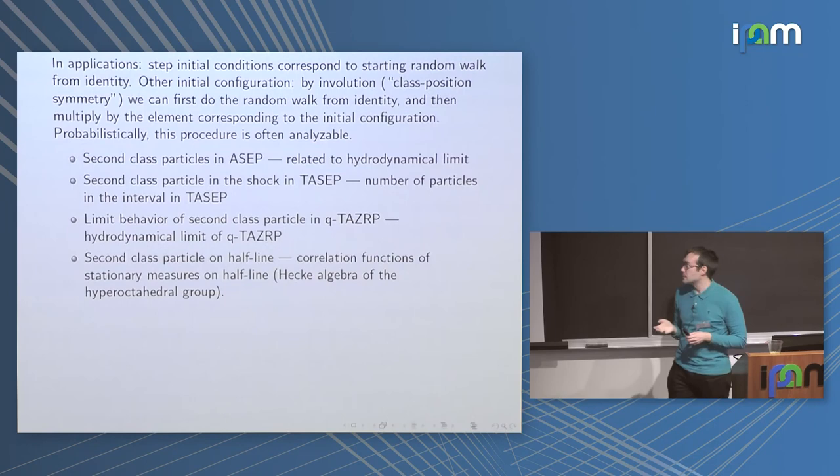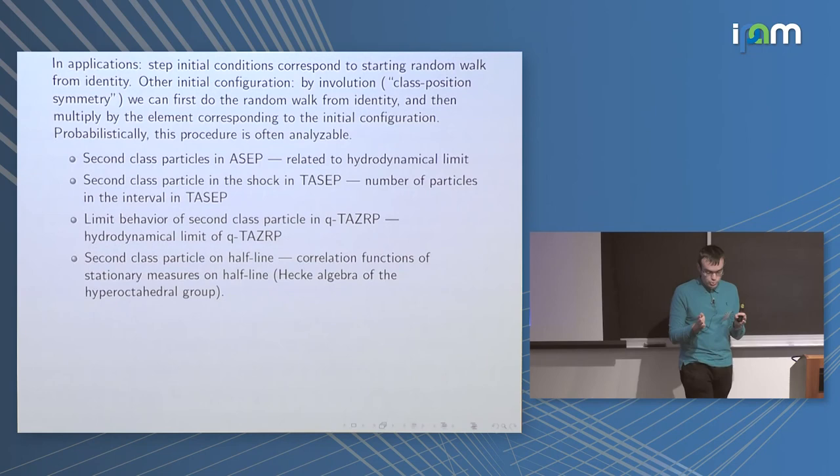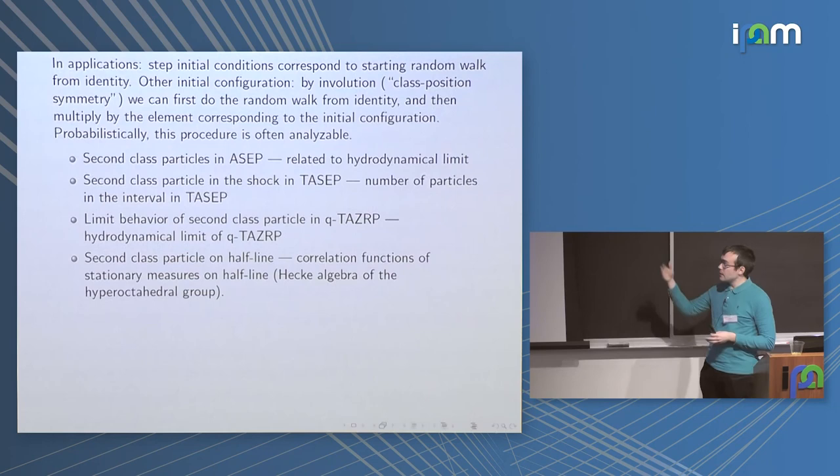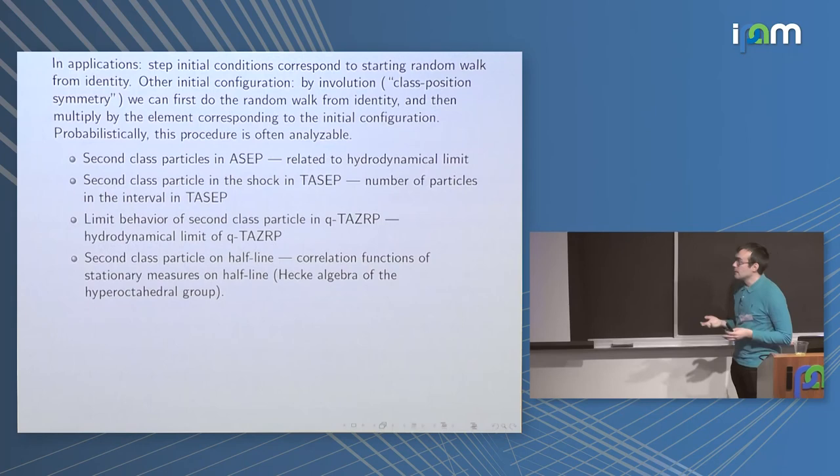And that's how all the asymptotic applications that I mentioned today were obtained. I had some non-trivial initial configuration, but I knew something about step initial conditions, and I could analyze what happens if we multiply by an element of the Hecke algebra in the end rather than in the beginning. So that's the main simplification from the point of view of probabilists. We can reduce basically all questions to questions about step initial conditions.